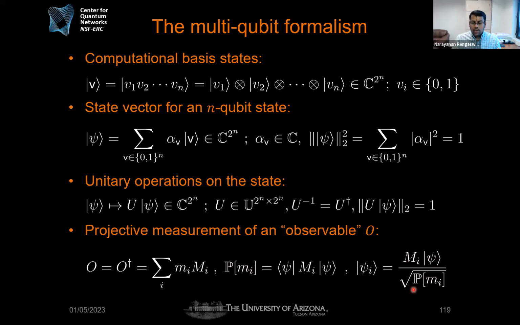So this summarizes how you can initialize an arbitrary n-qubit state, unitarily evolve the state, and then measure any observable that you want on the state. And these are all the pieces that happen in a quantum system, in a quantum computer or a quantum repeater or quantum network.